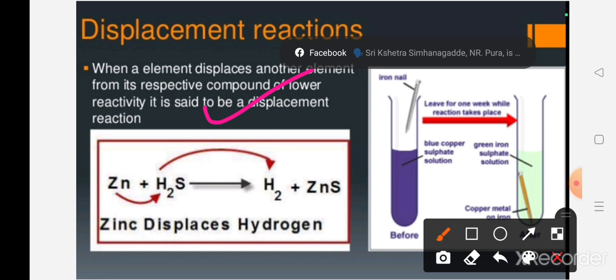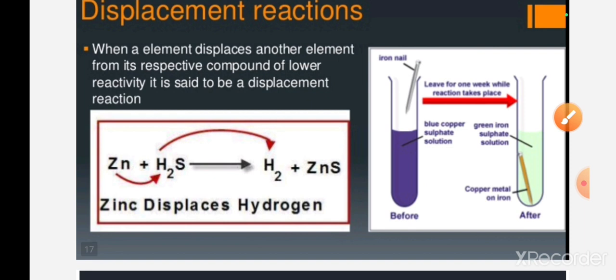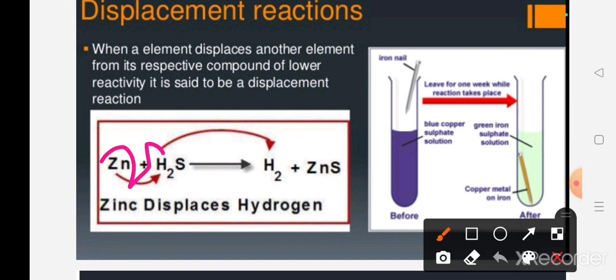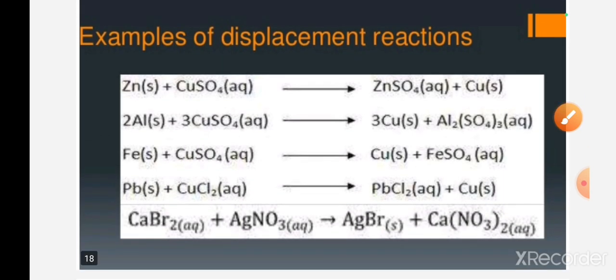See here, for example, compared to hydrogen, zinc is highly reactive. Zinc displaces hydrogen, giving hydrogen in the form of gas, and zinc sulfate is produced. This is a displacement reaction. Several displacement reactions we see. For example, zinc reacts with iron sulfate, giving zinc sulfate and separating out iron. Examples of displacement reactions.